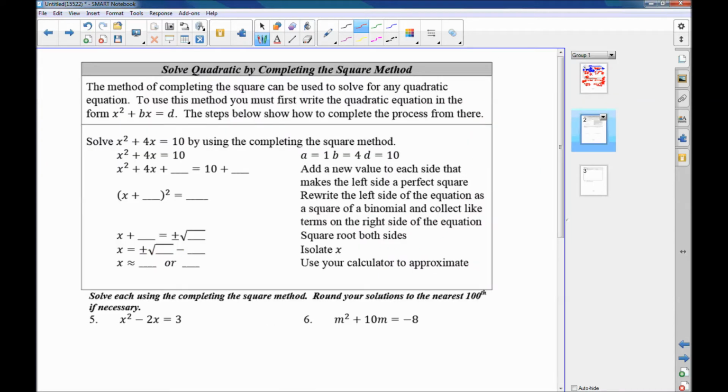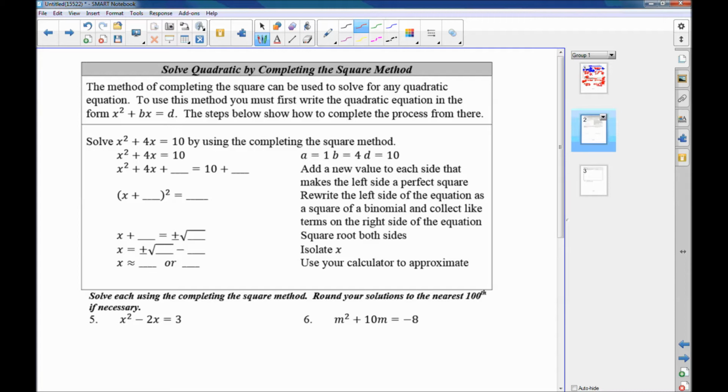All right, so solve a quadratic function by completing the square method. The method of completing the square can be used to solve for any quadratic equation. It doesn't matter. To use this method, though, you must first write the quadratic equation in a special form. So we're going to write it as x squared plus bx equals d. So notice in this case, I have a 1x squared. So what we do is we take whatever the a is and we divide it to the other parts. Okay? So x squared plus bx equals d. When we move it to the other side, they'll just call it d there.